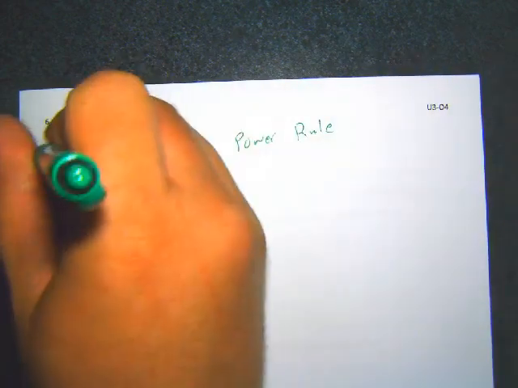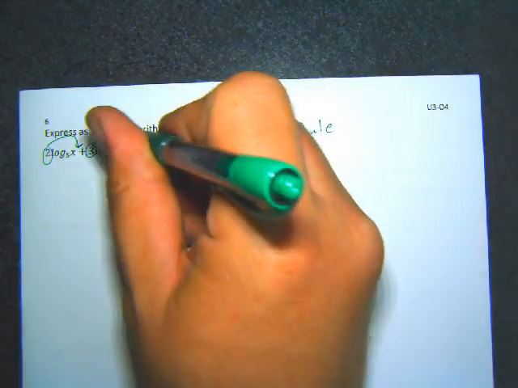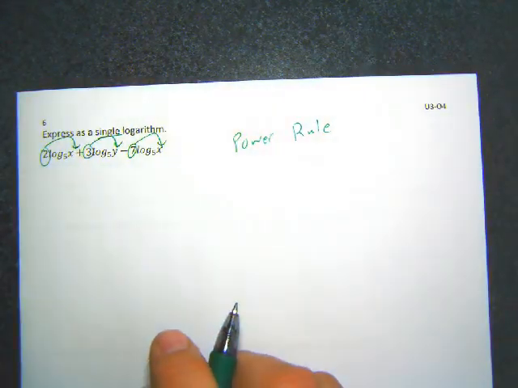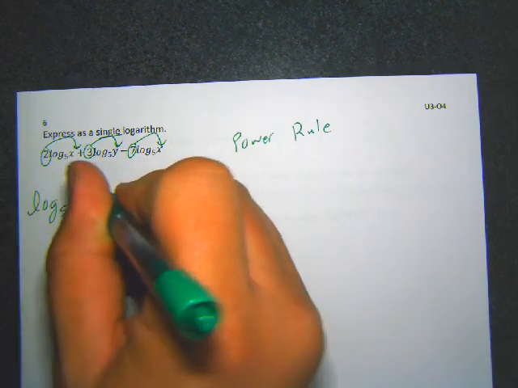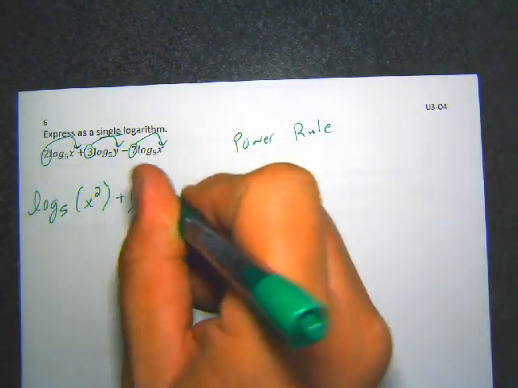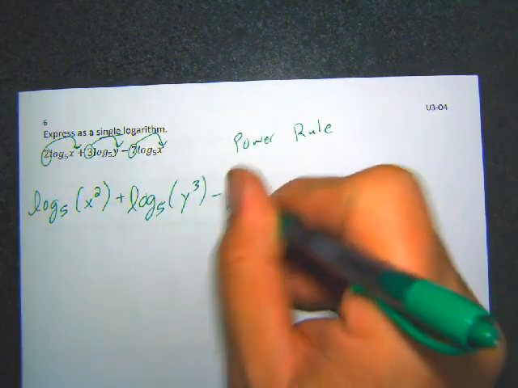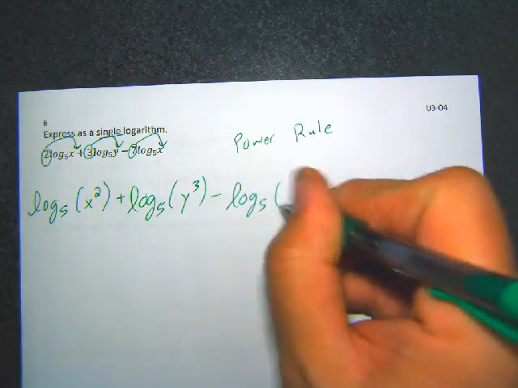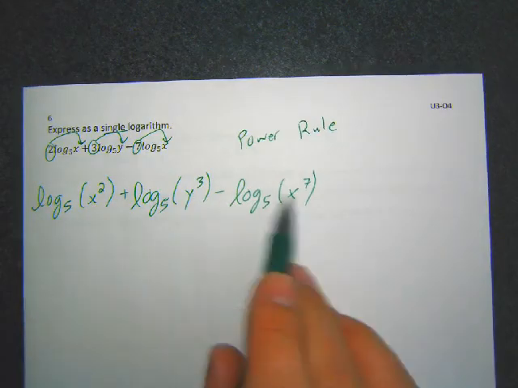first. We'll take that 2, put it back into the power. Take that 3, put it back into the power. Take that 7, back into the power. Just putting the powers back in. So I get log base 5 of x squared plus log base 5 y cubed minus log base 5 x to the 7th. So I put those powers back in.